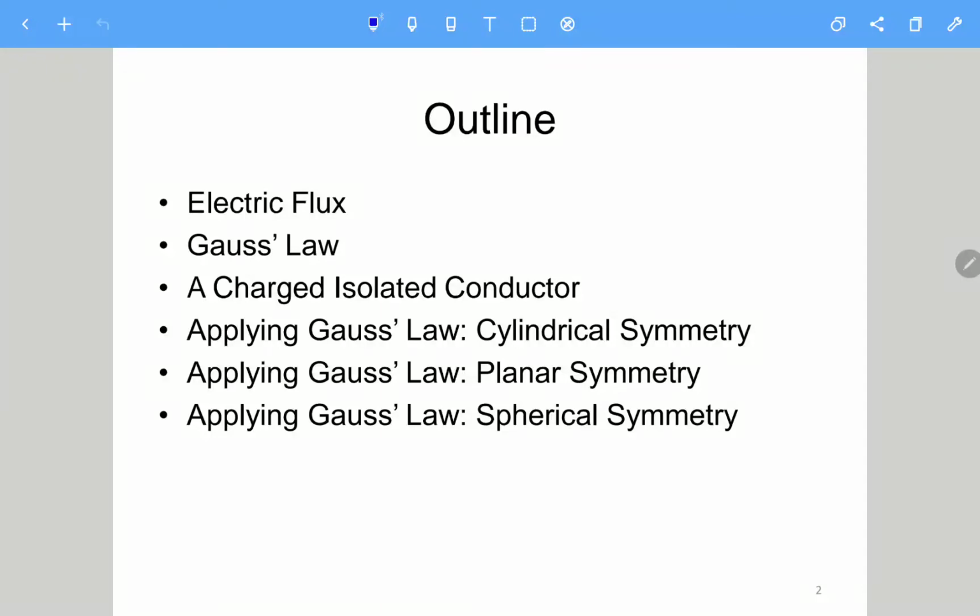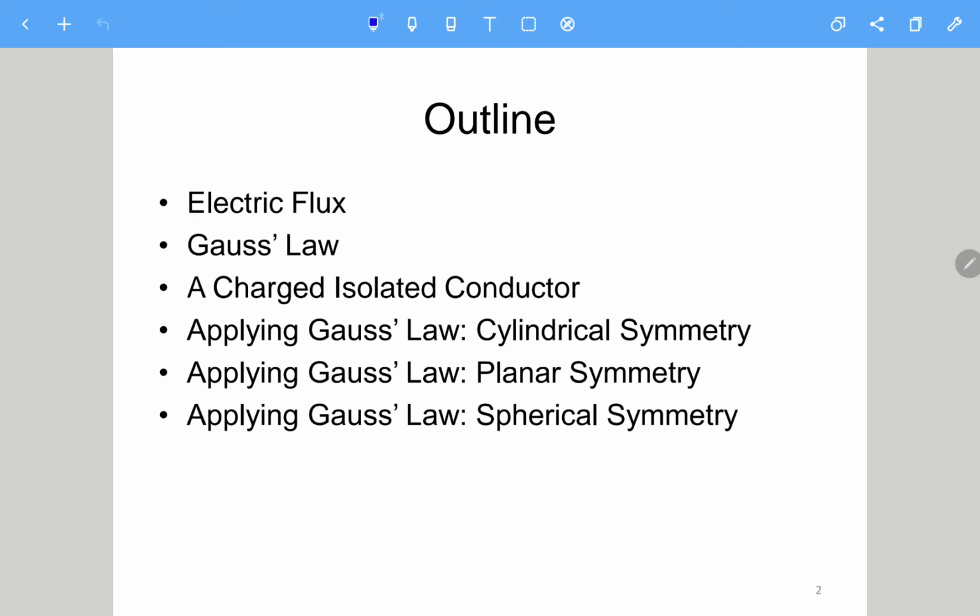Here is the outline for chapter 23. We will introduce a variable called electric flux, and based on this electric flux, we can write out Gauss's law. Actually, this is called a law. We will not prove it.